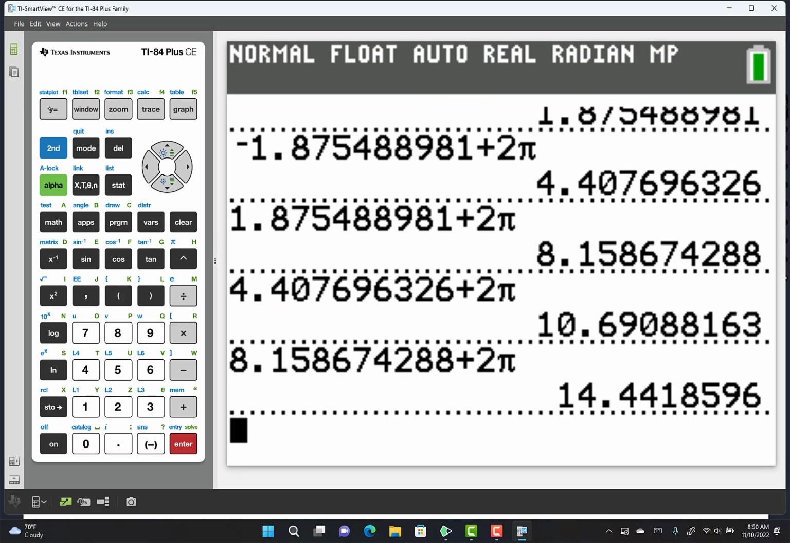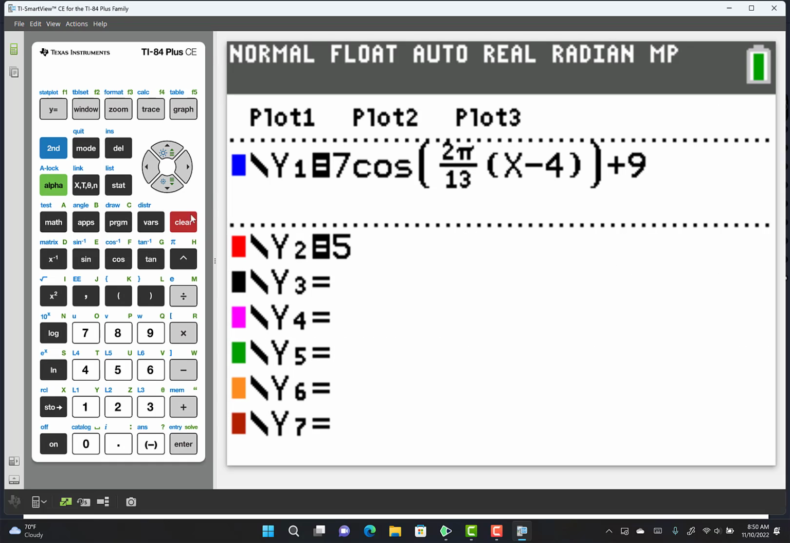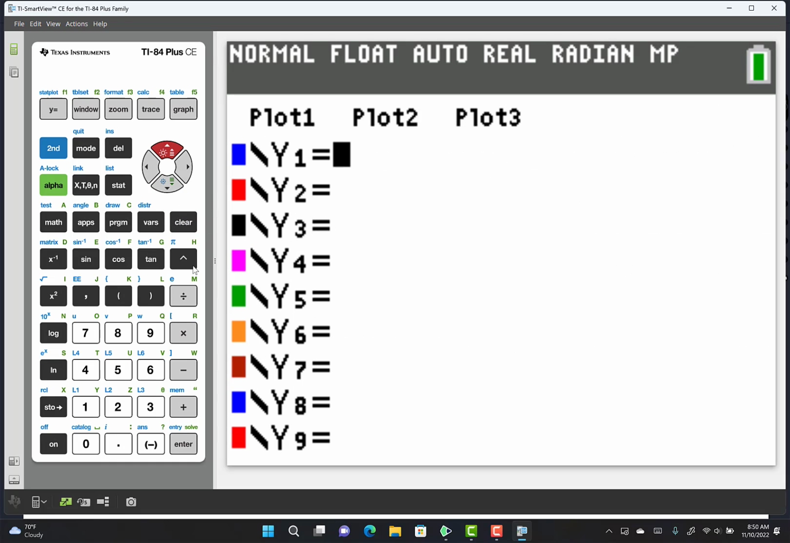If I go here, I'm going to push y equals, and I have some stuff there from the last class. I should have cleared it, my bad. Here we go. I'm going to type in cosine x into y1. Into y2, I'm going to type in negative 0.3. It was negative 0.3, right?